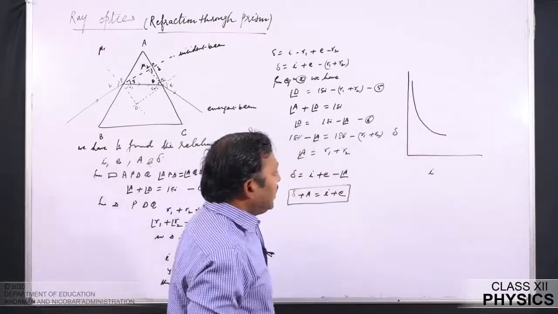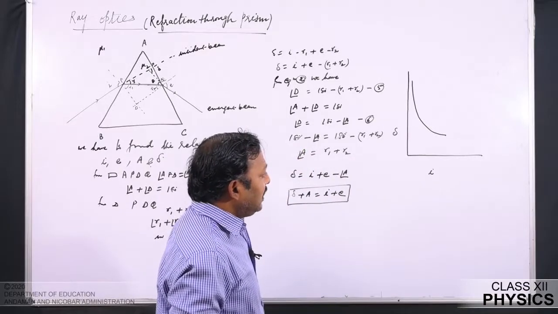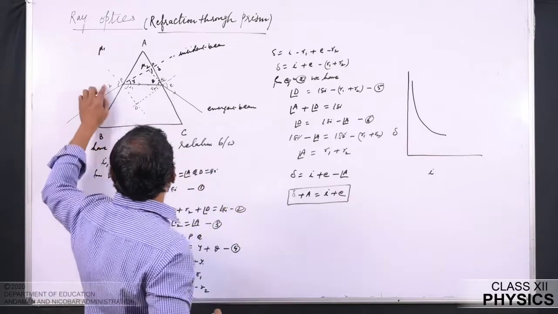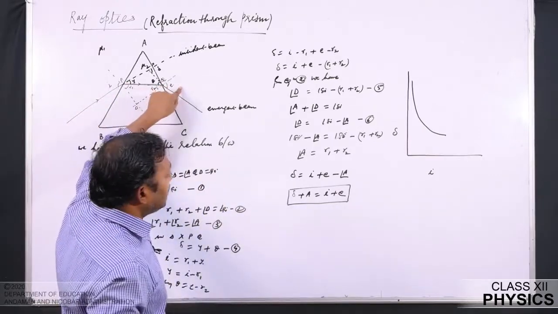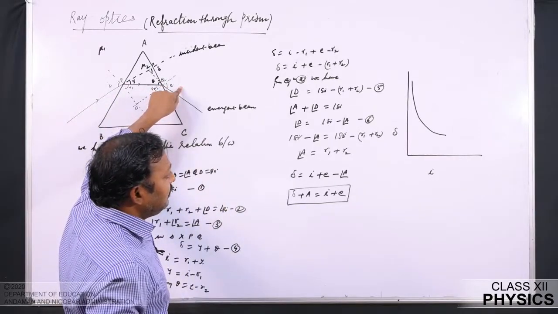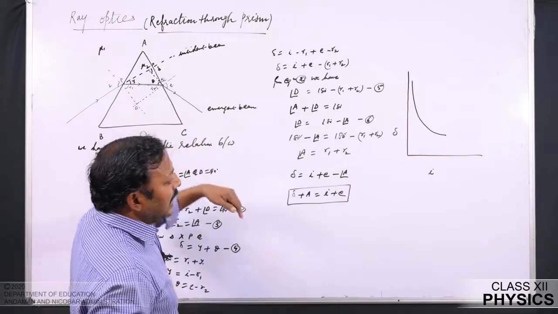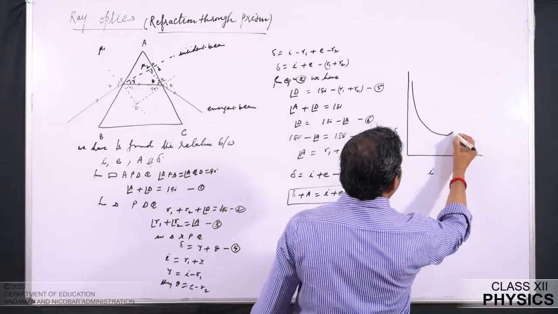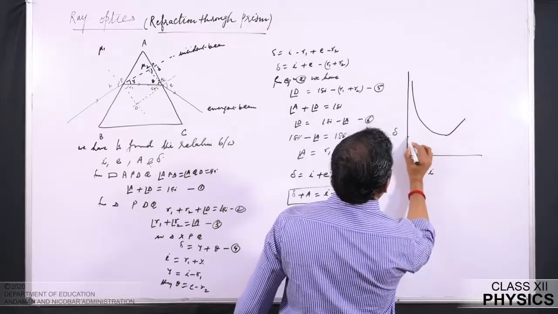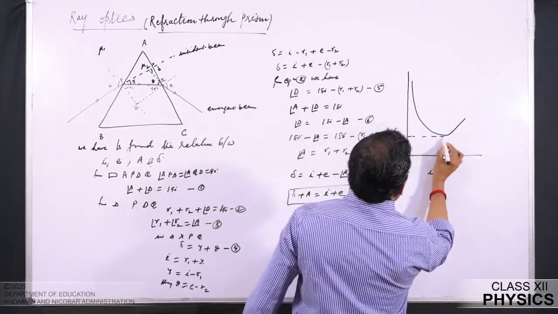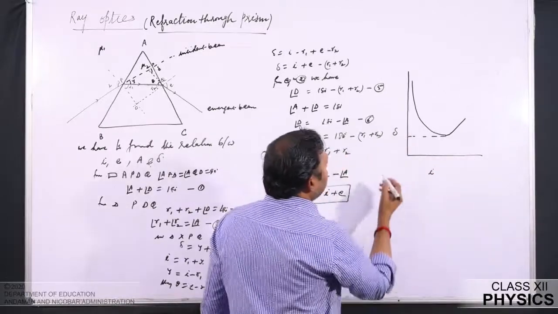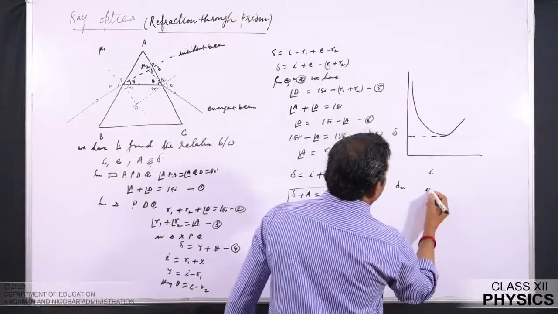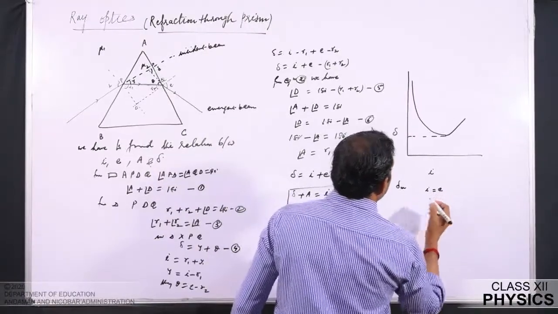the deviation angle becomes minimum, at which angle I will be equal to angle of emergence. So, that means angle of incidence will be equal to angle of emergence. At that particular point, the deviation angle becomes minimum, and after that with further increase of angle of incidence, deviation angle increases. So, there is a point at which the deviation angle is minimum, this angle is called angle of minimum deviation, at which I and E both are equal.